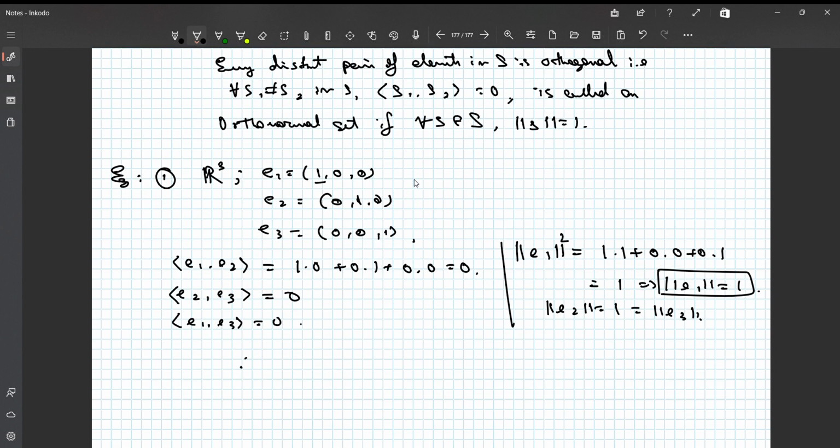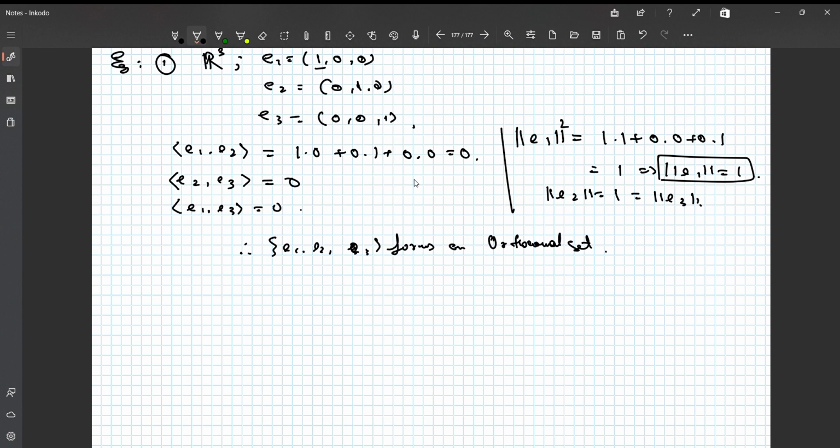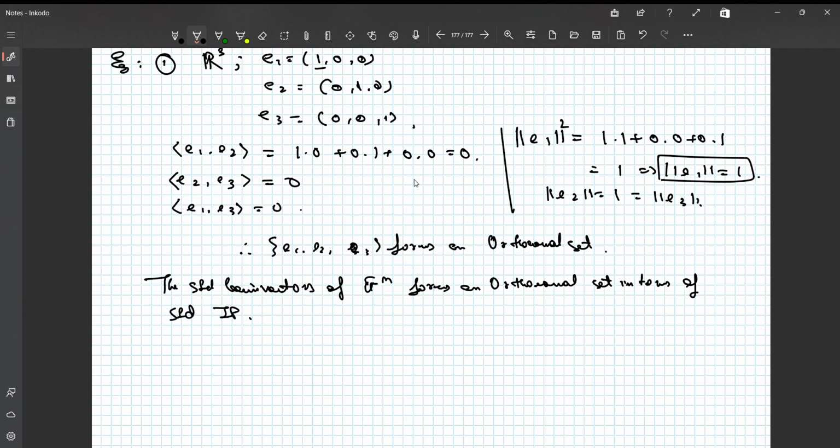So observe that this collection E1, E2, E3 forms an orthonormal set. In fact, an orthonormal basis as well, because after all, these elements form a basis of R3, right? Obviously, the same thing can be extended for any standard basis in terms of the standard inner product. The standard basis vectors of Fn, where F is again either the real field or the complex field, form an orthonormal set in terms of the standard inner product. Because if you consider any other inner product, they might not be orthogonal as well.